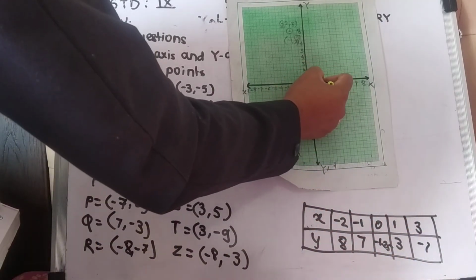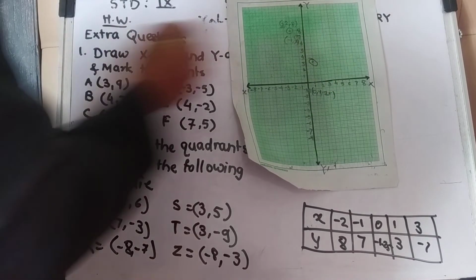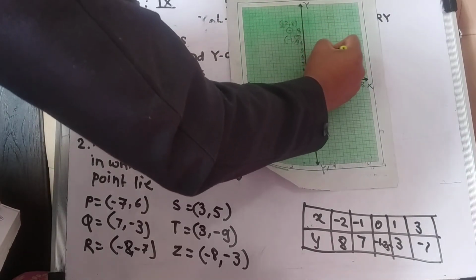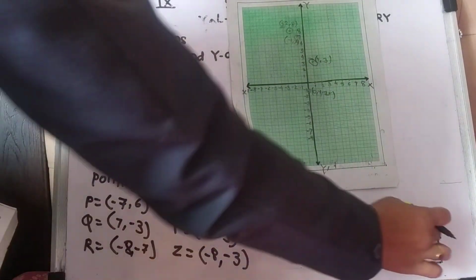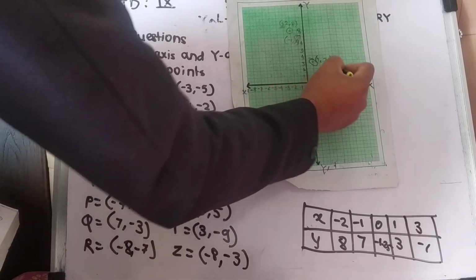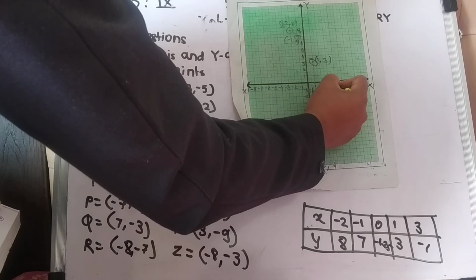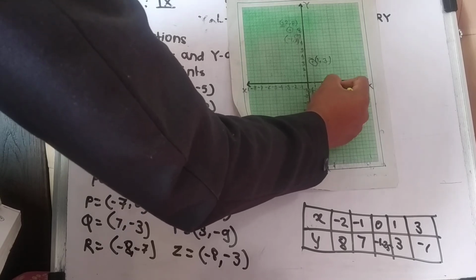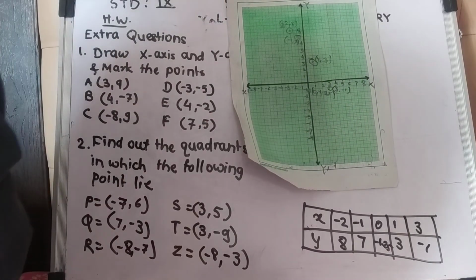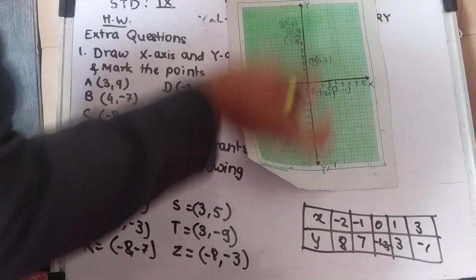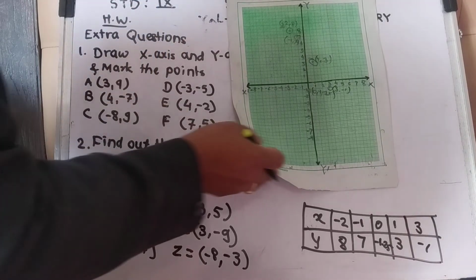So 1 and 3 here in the first quadrant it will come. Right? So write down the coordinates 1 and 3. Then we have 3 and minus 1. So 3 is from the x-axis and minus 1 is from the y-axis. So in the fourth quadrant it will come. So 3 and minus 1. Likewise, we will plot the points on the Cartesian plane. Right? Now these are the extra questions I have given.